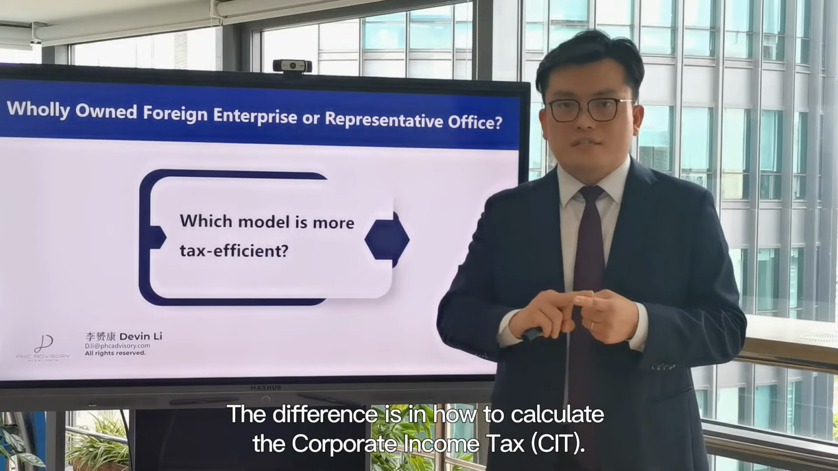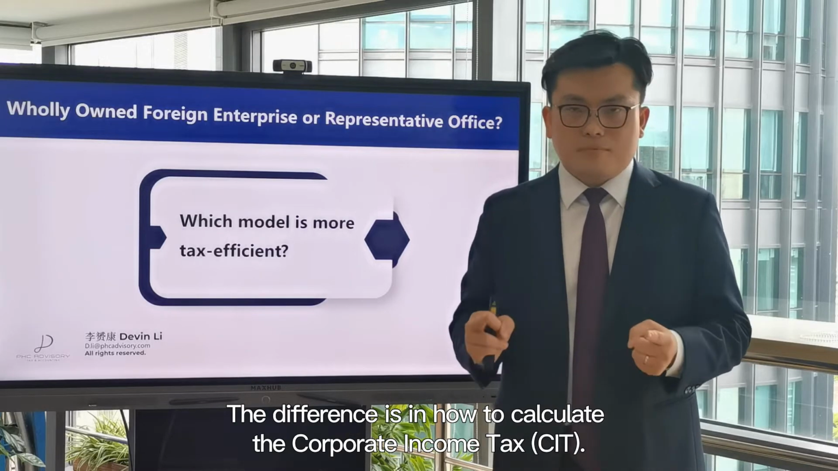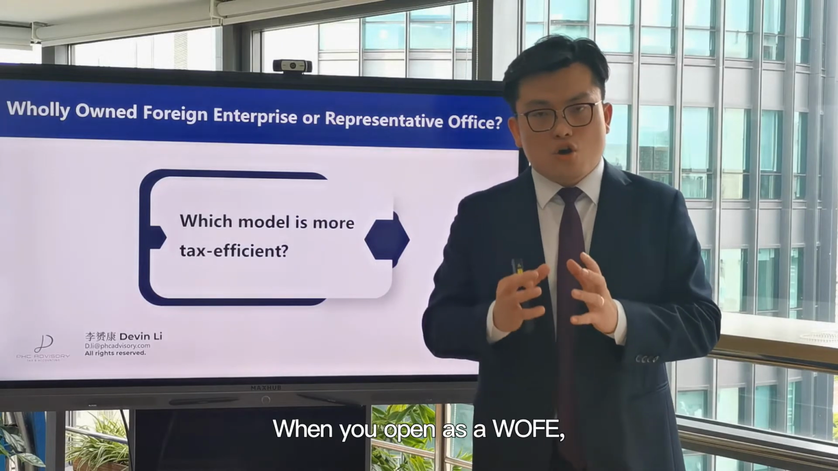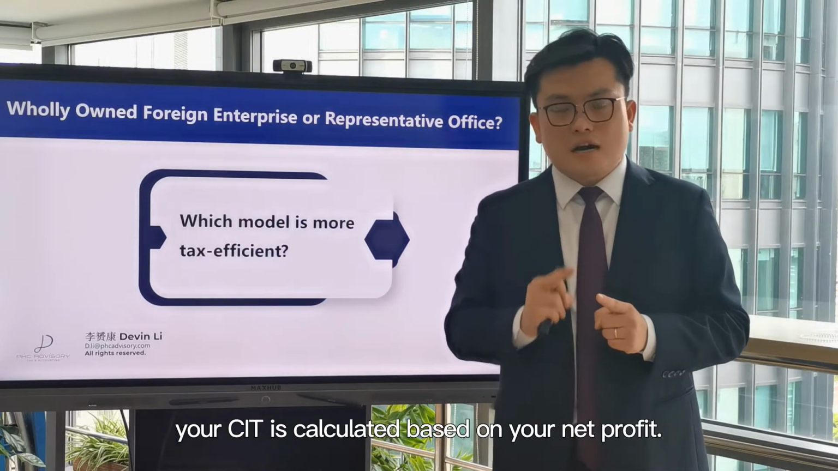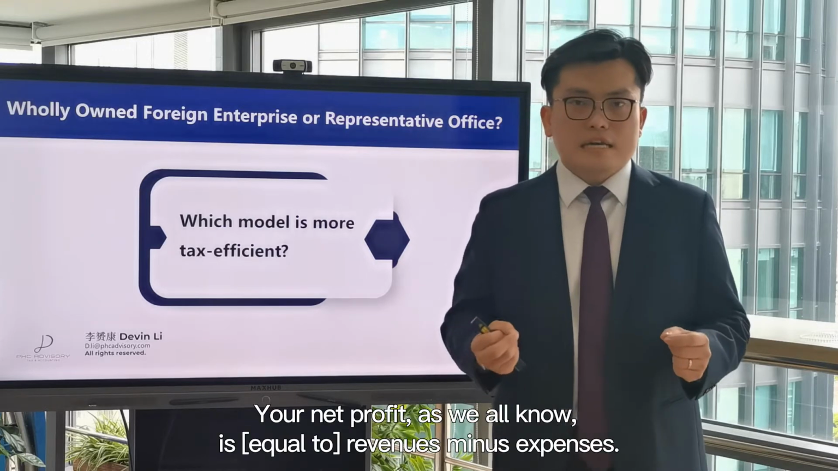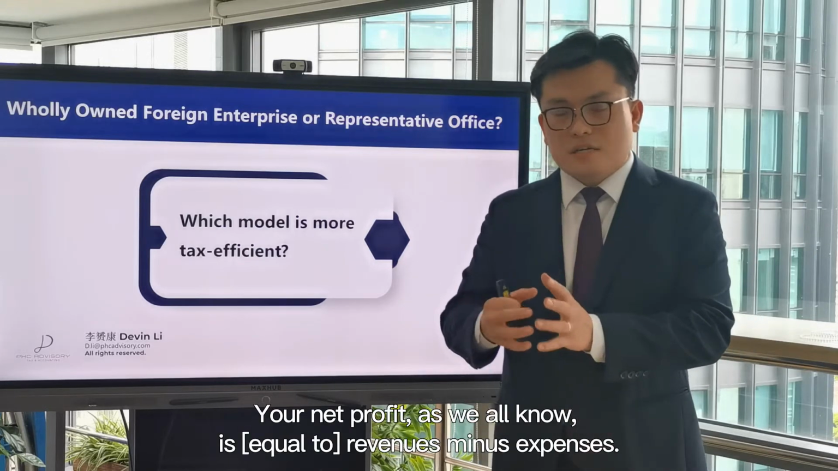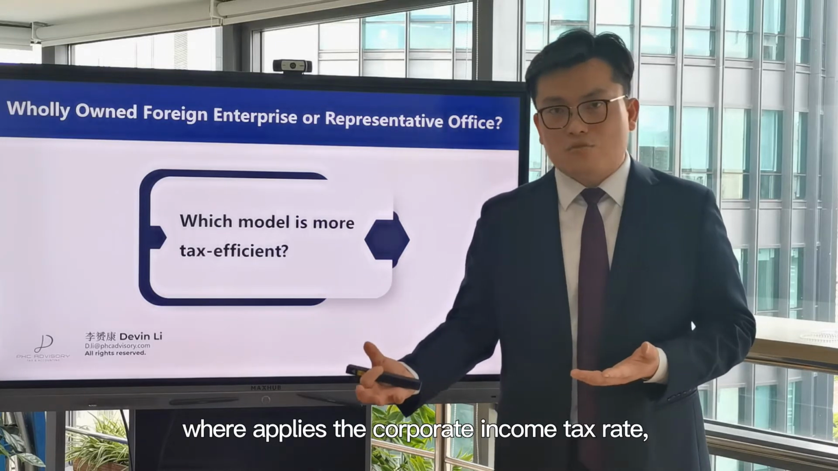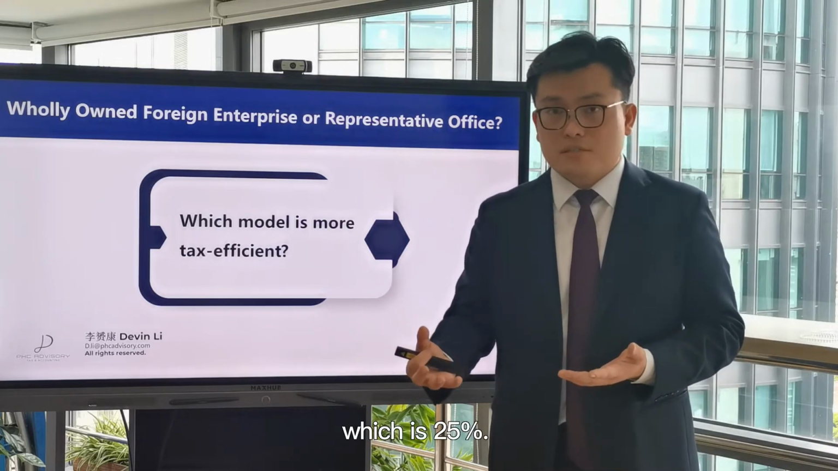The difference is how to calculate the corporate income tax, CIT. When you open as a WFOE, your CIT is calculated based on your net profit. And your net profit, as we all know, is the revenue minus expense, which means your taxable income is applied to the corporate income tax rate, which is 25%.